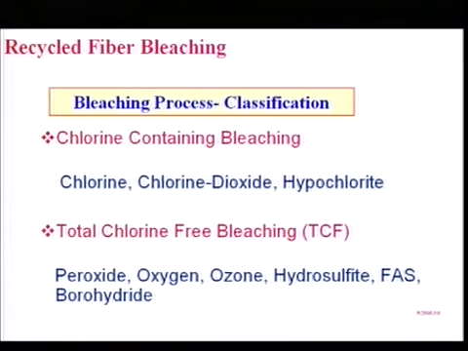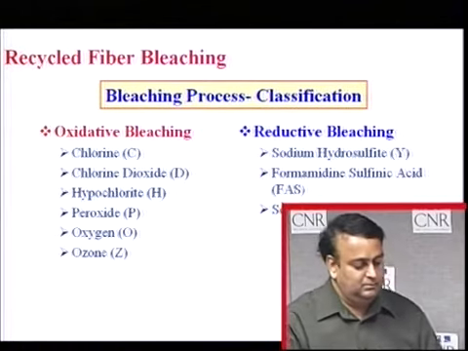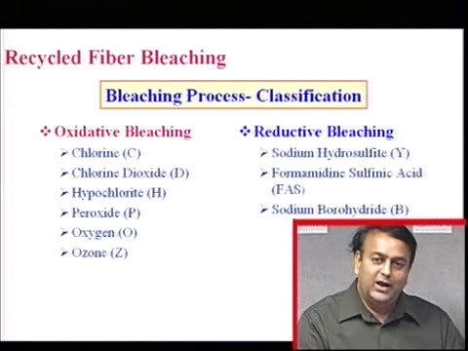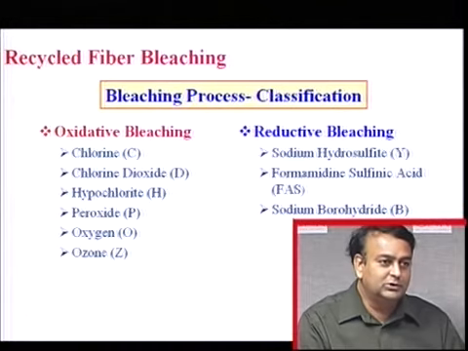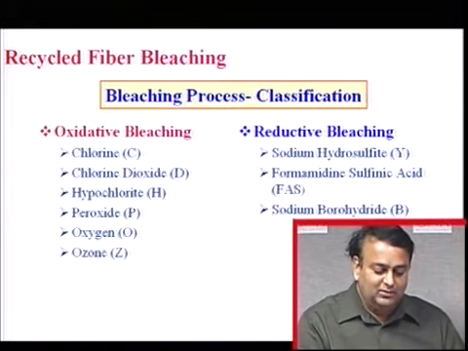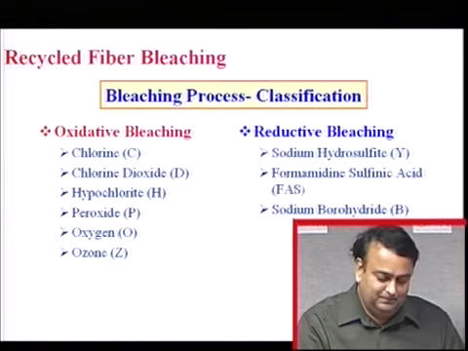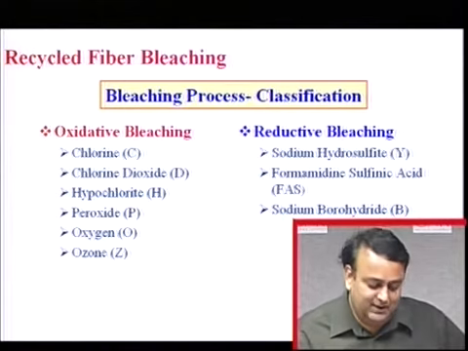There is another way you can classify these chemicals, called oxidative bleaching and reductive bleaching. The oxidative bleachings are chlorine, chlorine dioxide, hypochlorite, peroxide, oxygen and ozone. The reductive bleachings are sodium hydrosulfide, FAS (formamidine sulfinic acid) and sodium borohydride. So, this is how the bleaching chemicals are classified.